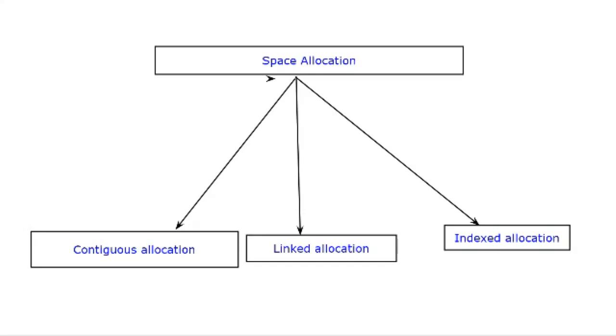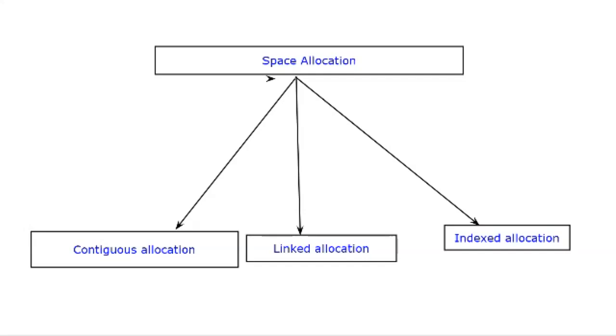So, the next one is linked allocation. Each file contains a list of links to disk blocks. The directory contains a link or pointer to the first block of a file. There is no external fragmentation. Yesterday you all learned about different types of fragmentation. It is effectively used in sequential access files and inefficient in the case of direct access files.